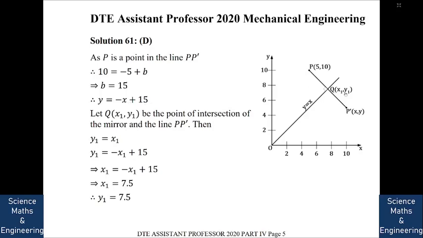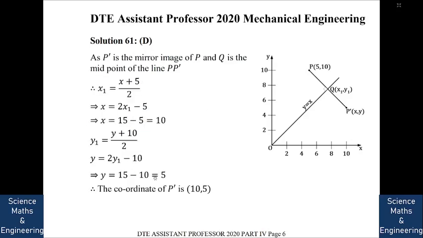Again, this point Q is the intersection of these two lines, y equal to x and y equal to minus x plus 15. So this will satisfy both these equations. So what we have is that if Q is defined by coordinates (x1, y1), we have y1 equal to x1 from this line equation and y1 equal to minus x1 plus 15 from this equation. So from here we get x1 is equal to 7.5 and y1 equal to 7.5.